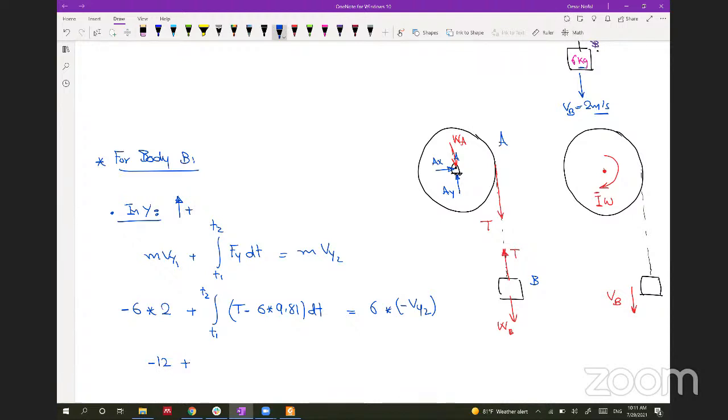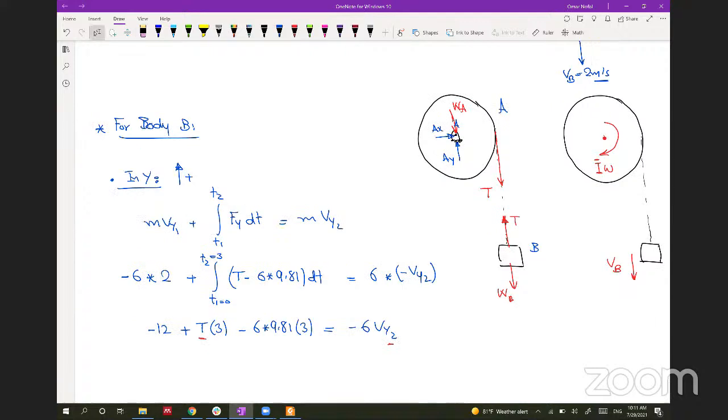And this will be negative 12 plus the integration. So we will have T, and we have T1 equal to 0 and T2 equal to 3. So this will be T multiplied by 3 minus 6 multiplied by 9.81 multiplied by 3, and this will be negative 6 multiplied by Vy2. So this is an equation in two unknowns, T and Vy2. There's no square here. When you do the math, you will find that 3T plus 6 Vy2 will be equal to 188.58. We got equation 1.